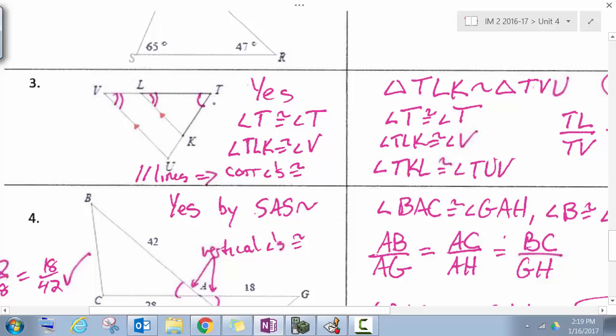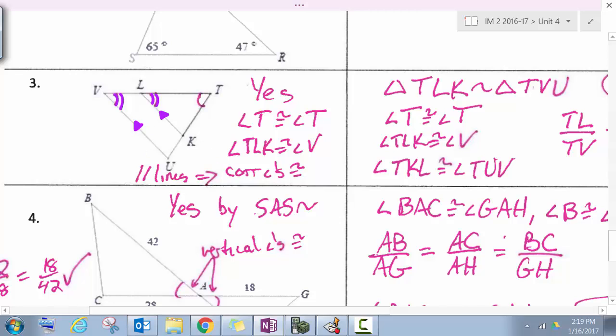We have angle T congruent to angle T because they overlap again. And remember what these symbols mean. These symbols mean that the lines are parallel. So if the lines are parallel, these angles are congruent because of corresponding angles being congruent. If we have parallel lines, corresponding angles are congruent. So it's something you did last year. So angle TLK, and we can't just say L because there's three angles here, is congruent to angle V.